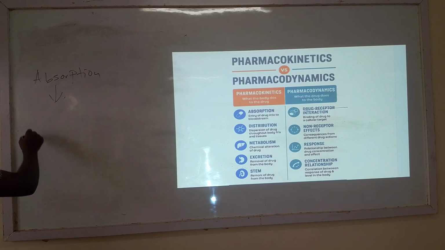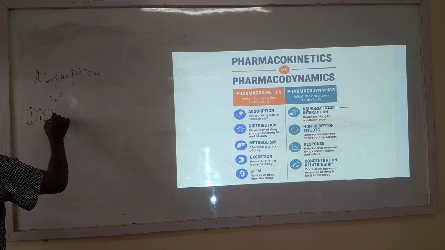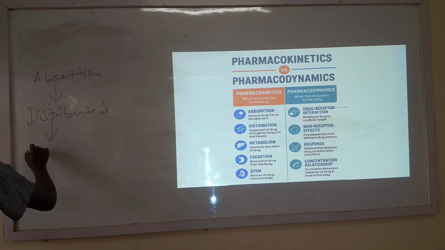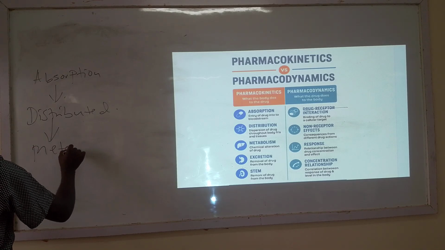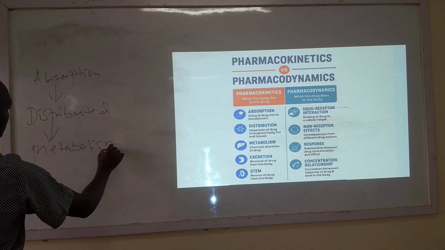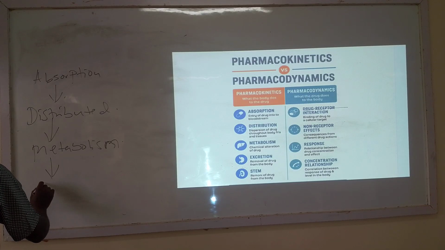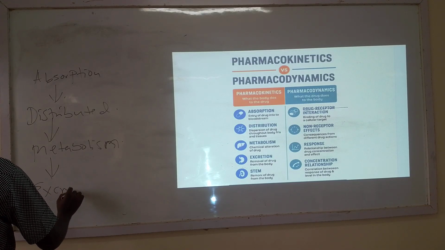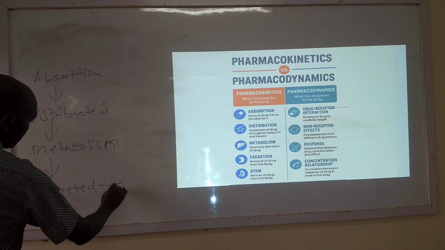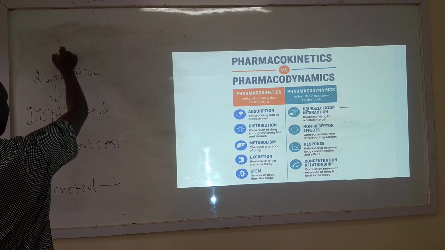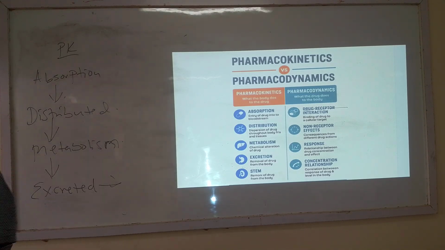After absorption, it has to be distributed in the body. After distribution, it has to undergo metabolism, because here now it has finished its function. After metabolism, this drug is supposed to be excreted, because after it has finished its work, it has to be eliminated from the body. So this is what we call pharmacokinetics, what the body does to that drug.